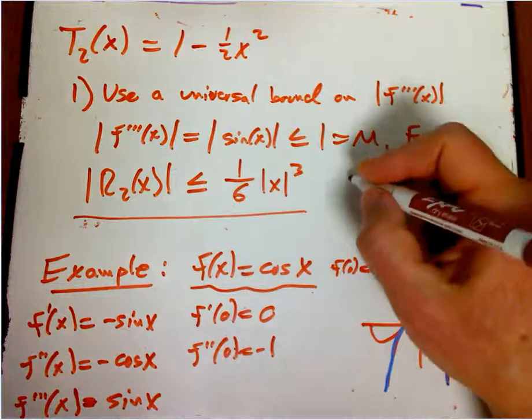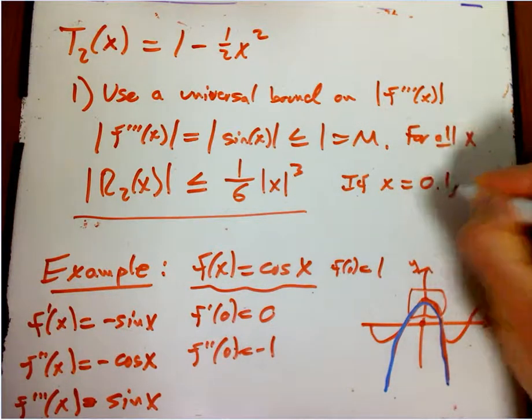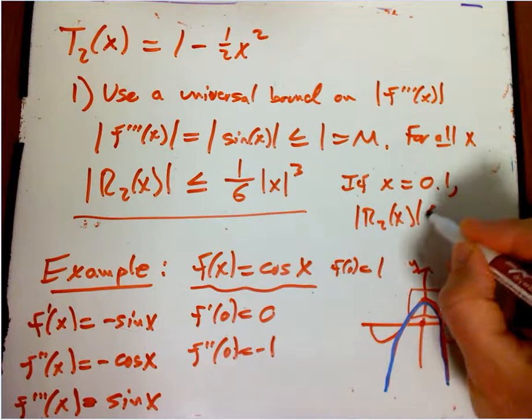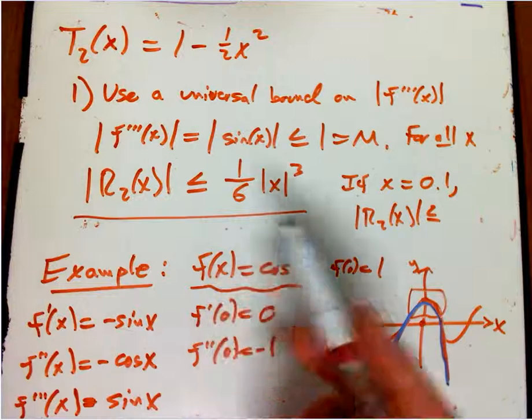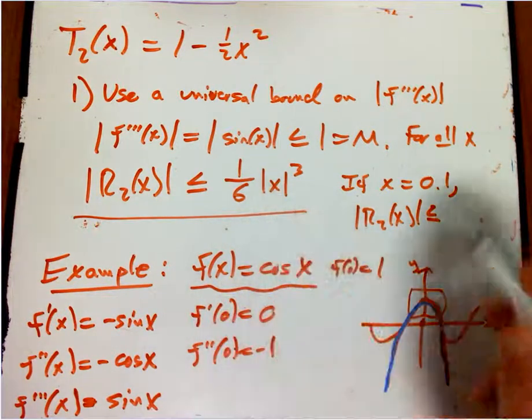For example, if x equals 0.1, it's telling us that at worst, and again, this is always the worst case scenario, it could quite well be better. And for example, it turns out for cosine, it's quite a bit better.